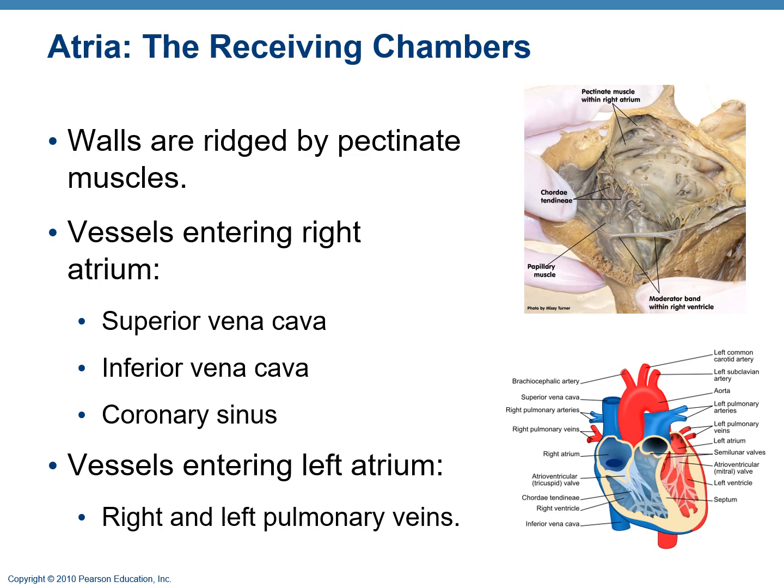In terms of the atria, as I mentioned, they're the receiving or collecting chambers. Their walls are ridged by something called pectinate muscles. The vessels that enter the right atrium are the superior vena cava, dumping venous blood from the upper part of the body, the inferior vena cava from the lower parts, and then the coronary sinus, taking the blood from the heart itself, the deoxygenated blood. The vessels that enter the left atrium are the right and left pulmonary veins.